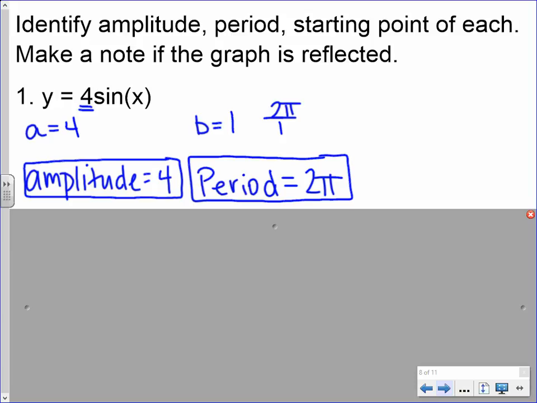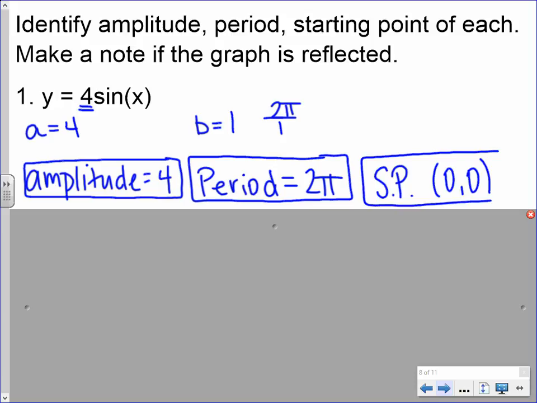Is there a vertical or horizontal shift? There is not. There is nothing added or subtracted to x inside. There is nothing added or subtracted outside of our function. So our starting point, I am just going to label it as SP so we don't have to write a lot of letters up here, is 0, 0. I wanted to do a simple example so you can see, if the starting point does not change, it's going to look like that.